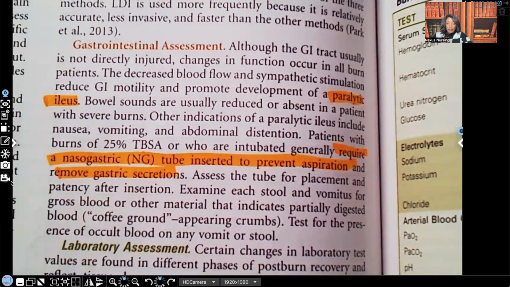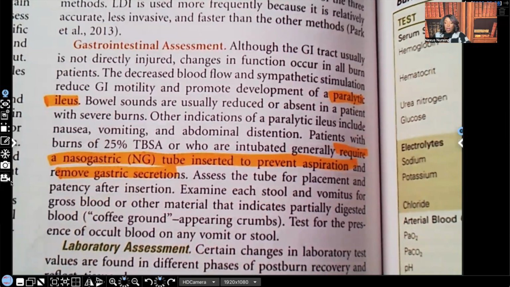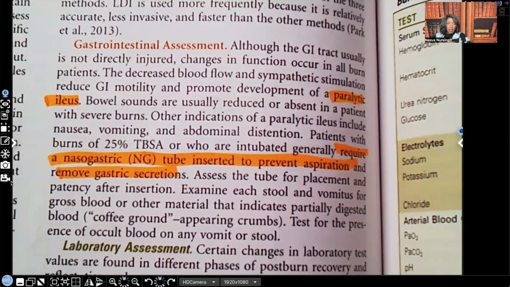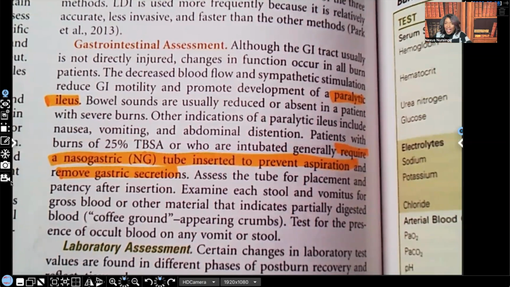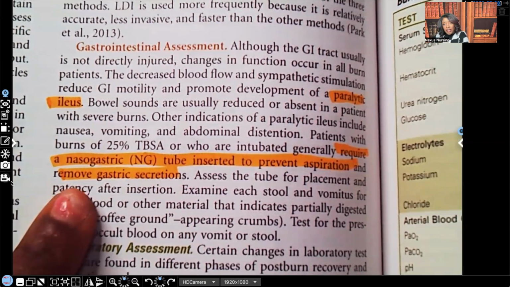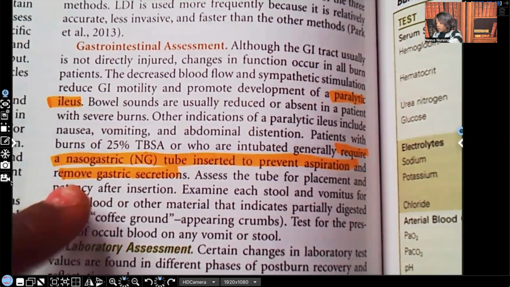I want you to think about it. While peristalsis has stopped because the GI tract is not being perfused, guess what? That stomach is still making hydrochloric acid. And if there's nothing in the stomach for that hydrochloric acid to eat on, what's it going to do? Eat on its own stomach lining, right? And the patient's going to end up getting ulcers. So you better believe that patient's going to have an NG tube. They're going to be NPO and they're going to have an NG tube in place.